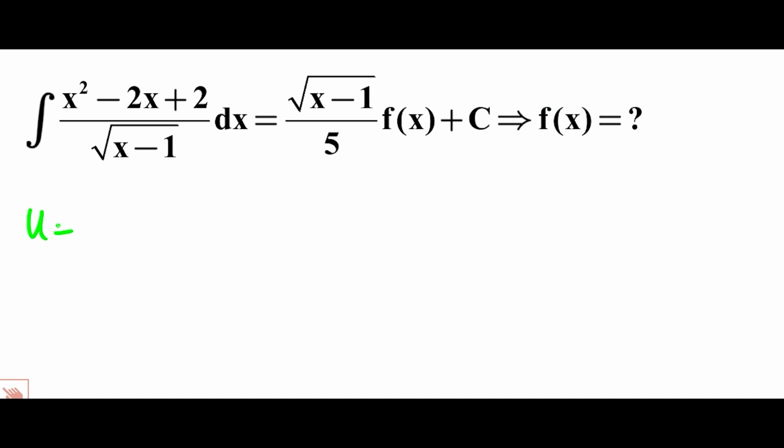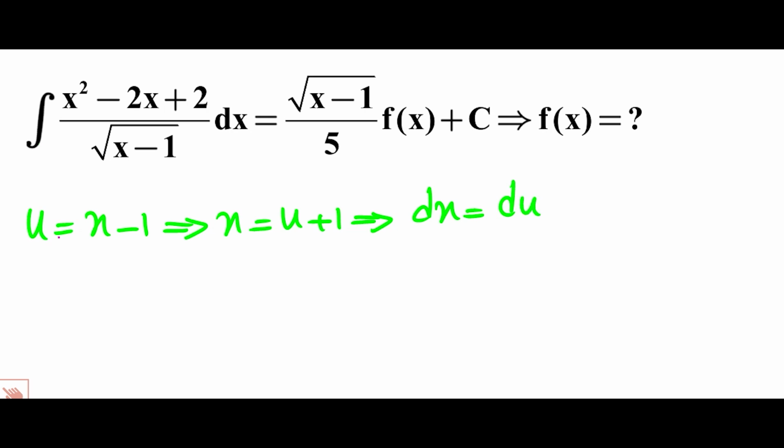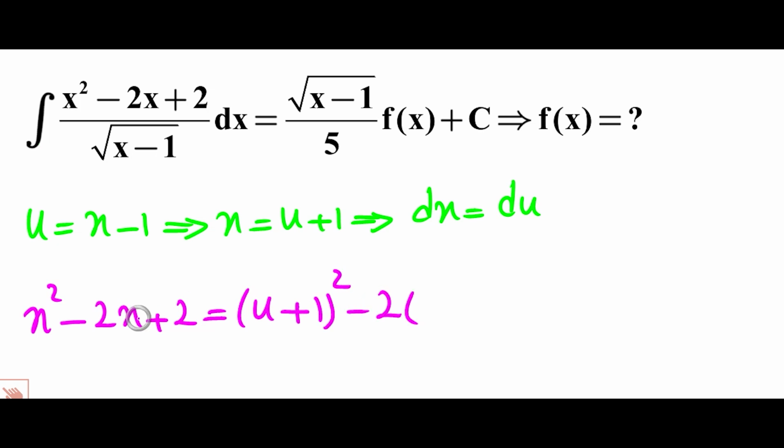Let u equals x minus 1. So x equals u plus 1, and if we take the derivative of both sides, we have dx equals du. So the numerator becomes x squared minus 2x plus 2 equals (u plus 1) squared minus 2(u plus 1) plus 2, right?